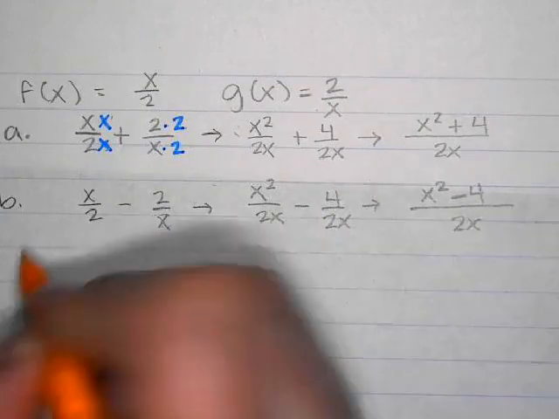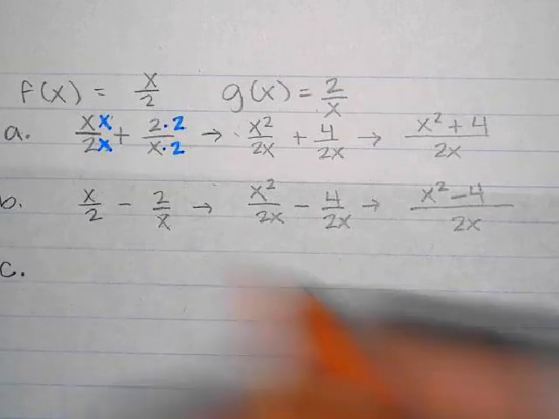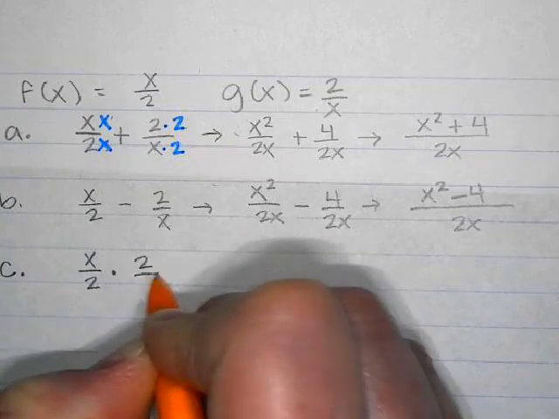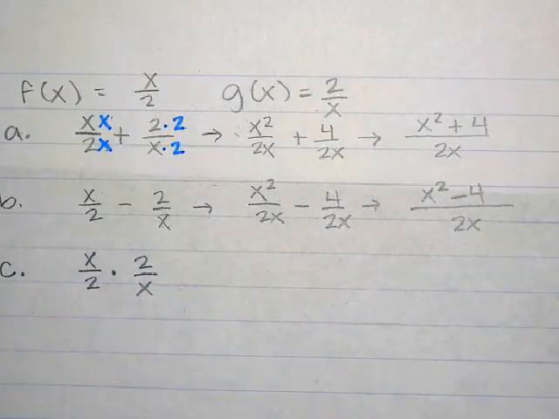For part C, we have to multiply these together. So x divided by 2 times 2 divided by x. And what happens when you multiply them together?